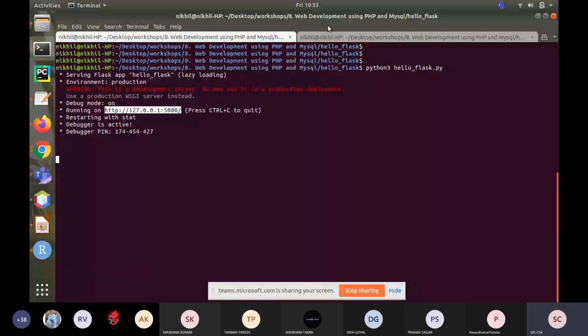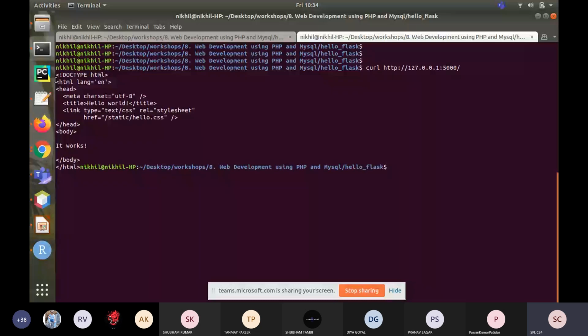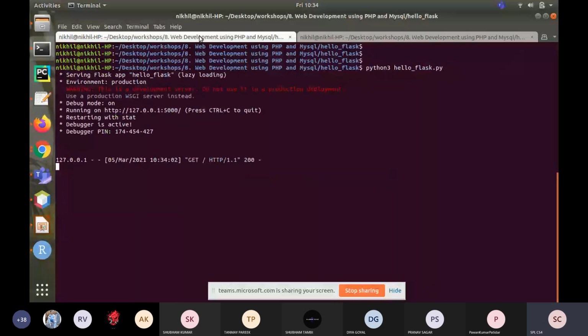Now, I could even use the curl command to simply make a request to it. And this is the HTML that was returned to me. It works. And corresponding to this request, I could note that it was logged into my server logs as well. It's a GET request, only slash is the request URI, HTTP with this version, and 200 is the response code. It means everything is working fine. We talked about these things in detail.